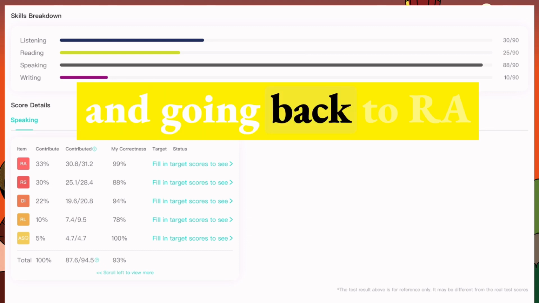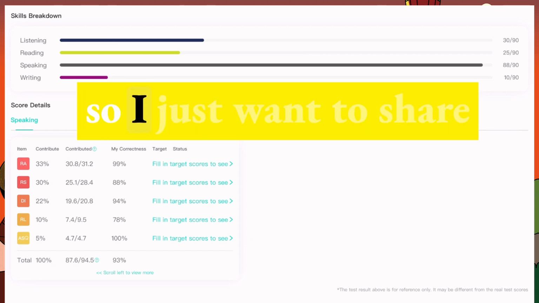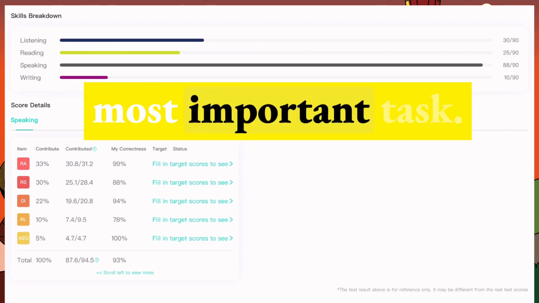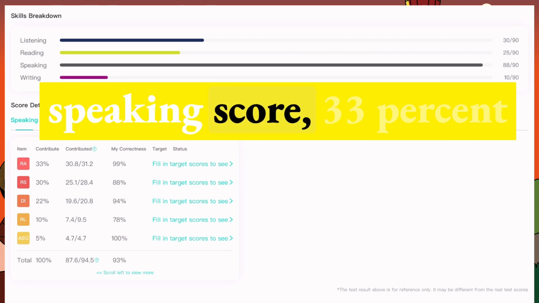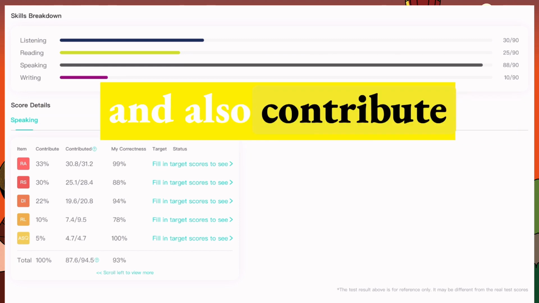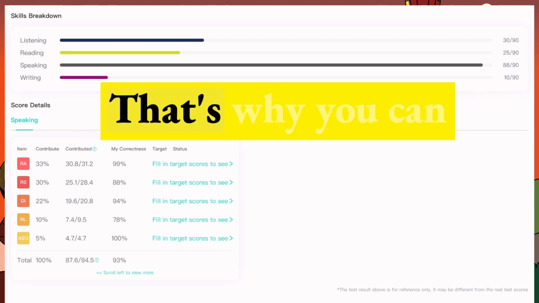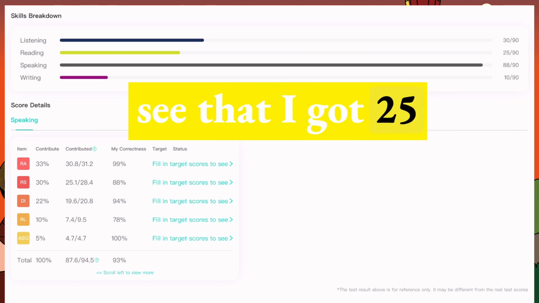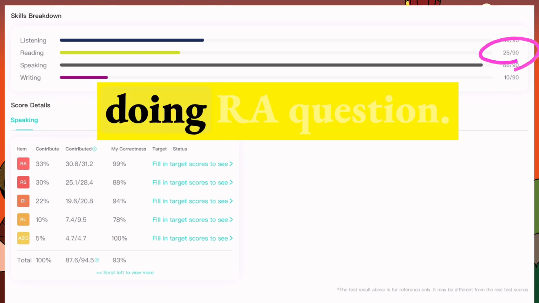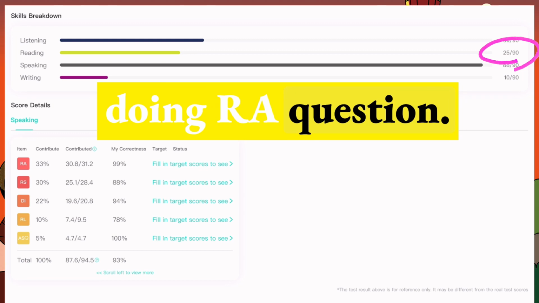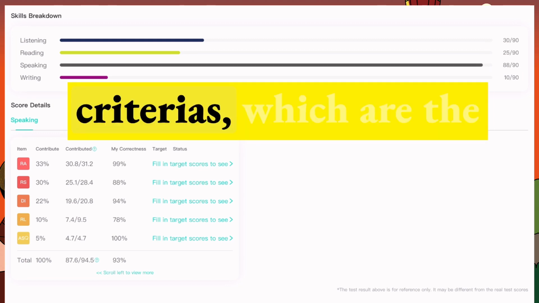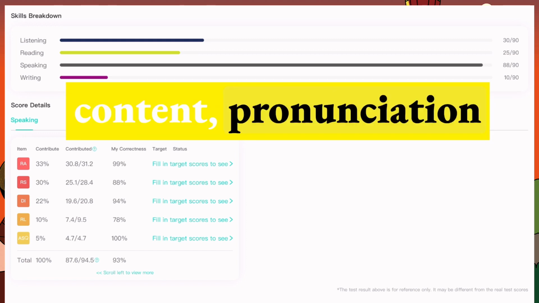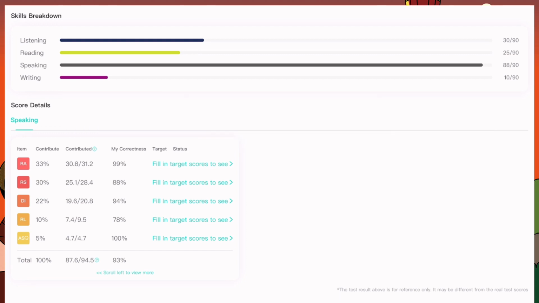Going back to read aloud, I just want to share with you that read aloud is the most important task in speaking because it contributes 33% to your speaking score, and it also contributes to your reading score. That's why you can see that I got 25 in reading just by doing read aloud questions. For read aloud, you have to focus on the three main criteria, which are content, pronunciation, and fluency.